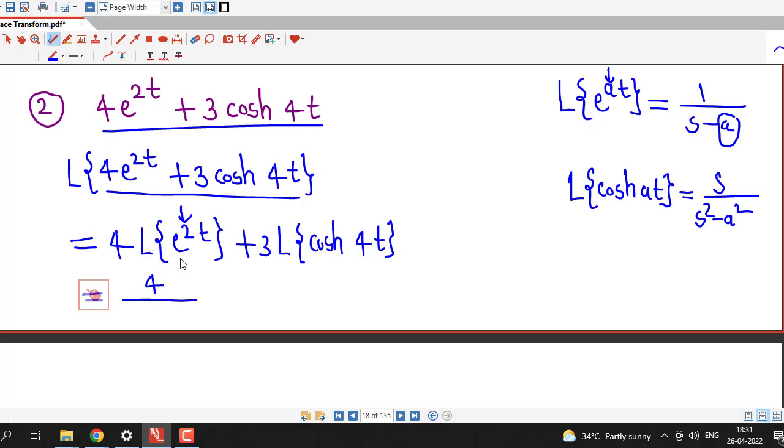Therefore, Laplace transform of e raised to 2t is 1 divided by s minus 2, plus 3 times Laplace transform of cos hyperbolic at, which is s upon s square minus a square, and we can compare value of a here is 4, and therefore Laplace transform of cos hyperbolic 4t is s divided by s square minus 4 square.